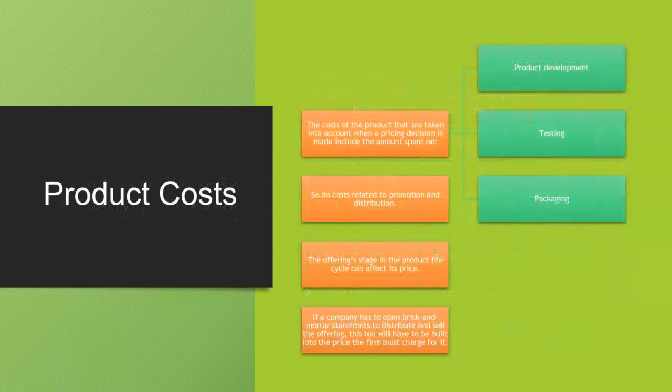Product costs. The costs of the product that are taken into account when a pricing decision is made include the amount spent on product development, testing, and packaging. So do costs related to promotion and distribution. The offering stage in the product's life cycle can affect its price as well. If a company has to open brick and mortar storefronts to distribute and sell the offering, this too will have to be built into the price the firm must charge for it.